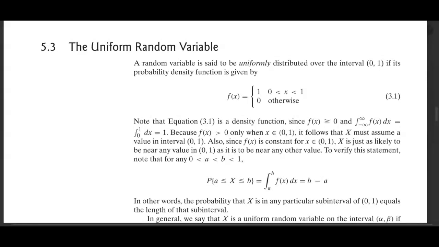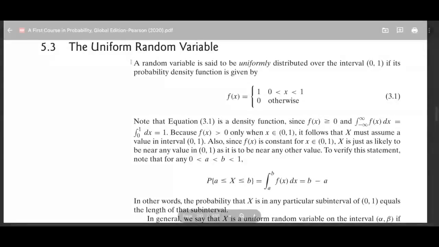Let's see this one. Uniform random variable. Imagine a uniform distribution or uniform probability distribution, just a rectangle, right? The area of a rectangle. Okay, let me read this anyway.